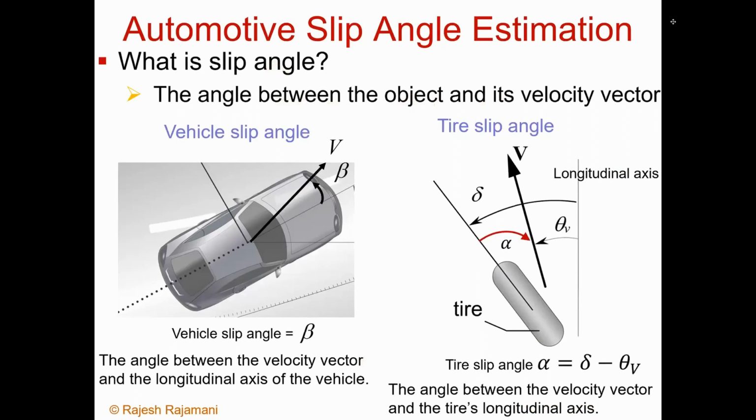Okay, so for example, the slip angle of this car is the angle beta between the velocity vector at the CG of the car and the orientation of the car. That's the slip angle of the car. You can also define slip angles at each tire, and again the slip angle at the tire is basically the angle alpha between the velocity vector at the tire and the orientation of the tire. Okay, so essentially slip angle is the angle between an object and its velocity vector.